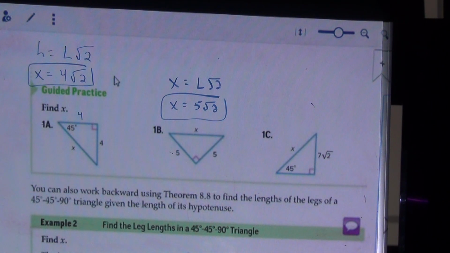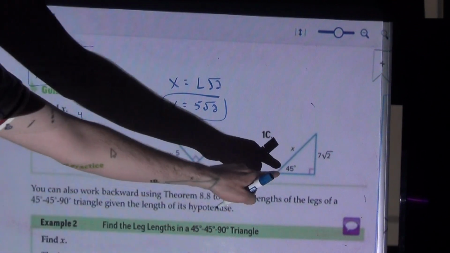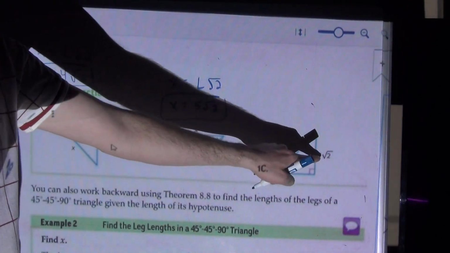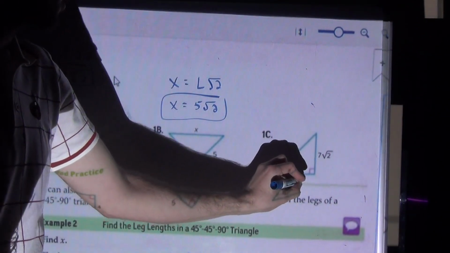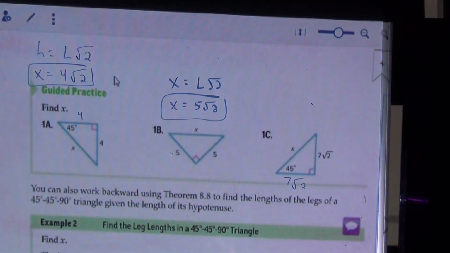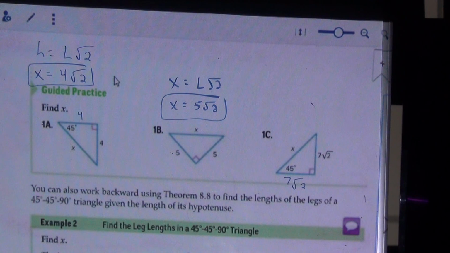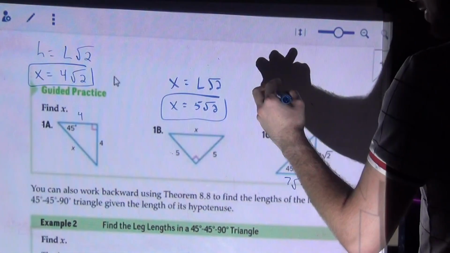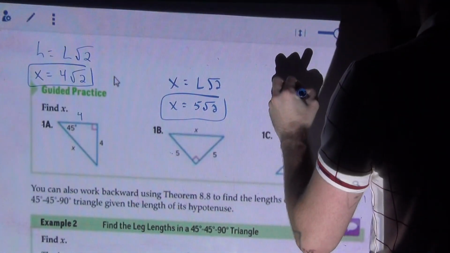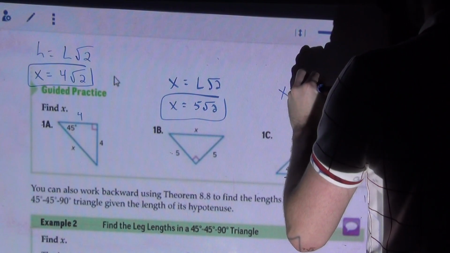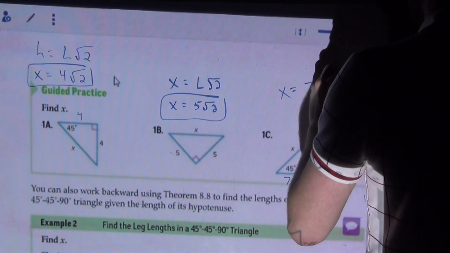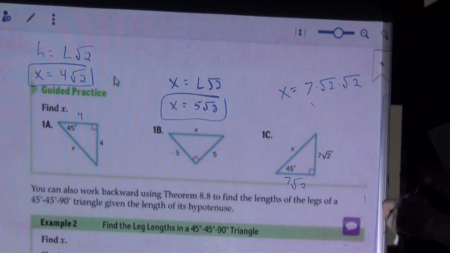Alright. Now, for 1C, it's a little tricky. Because we have this one angle 45 and this other angle is 45, that means these two sides are congruent, so this is a 45, 45, 90 triangle. I know that the third side, the hypotenuse, x, is going to be equal to 7 times the square root of 2 times the square root of 2.